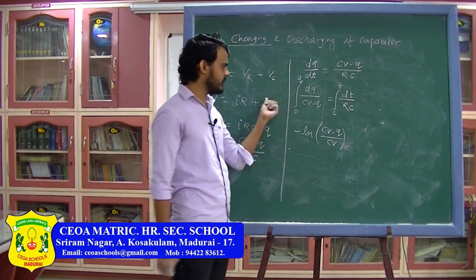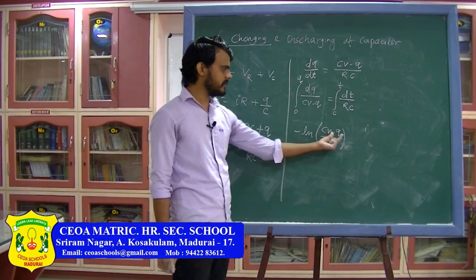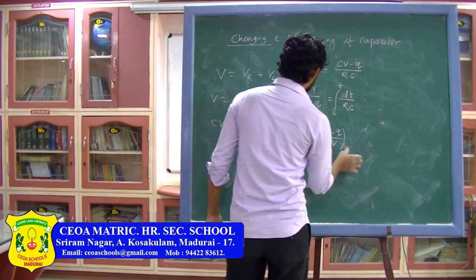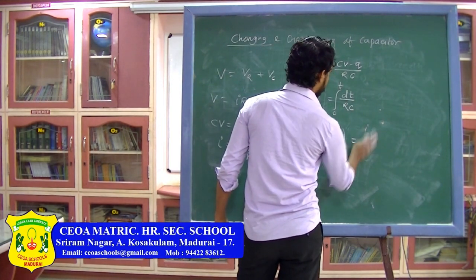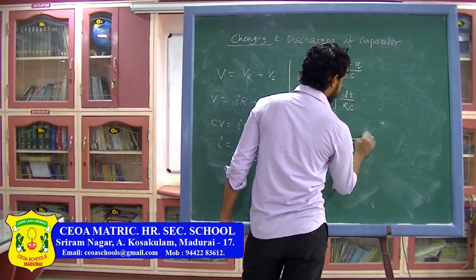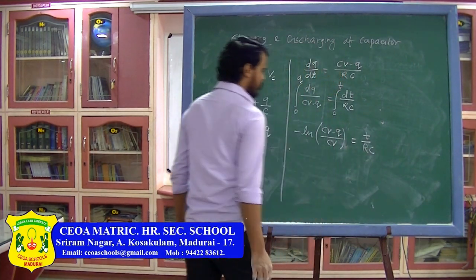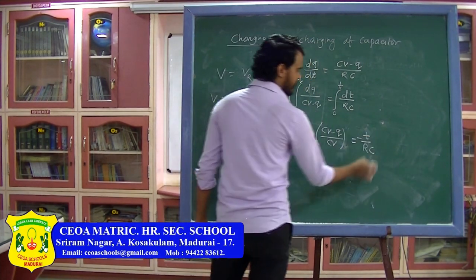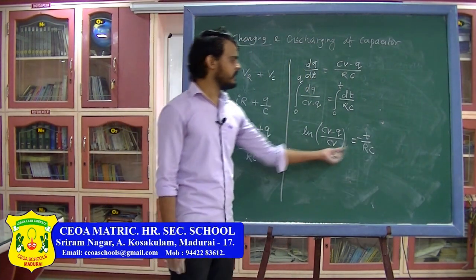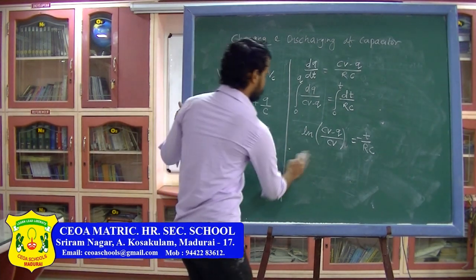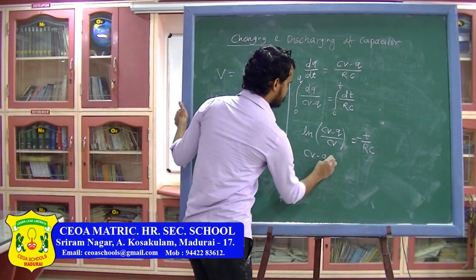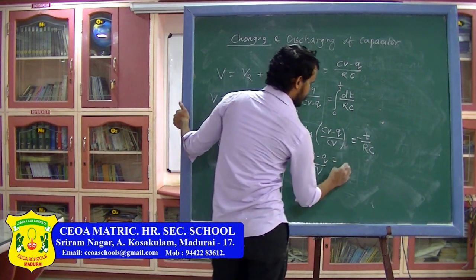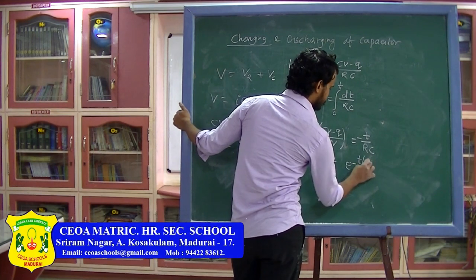I can take the minus sign common from here, and this integration will be (Cv minus Q) divided by Cv, which is equal to t divided by RC. Or from here I can write ln((Cv minus Q) divided by Cv) is equal to minus t by RC. I can take the antilog on both sides, so this will become (Cv minus Q) divided by Cv is equal to e power minus t by RC.